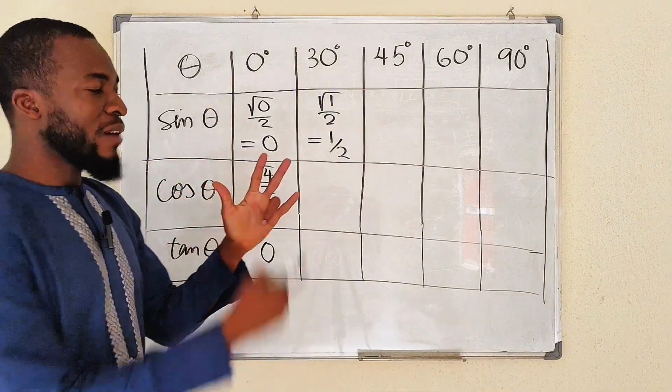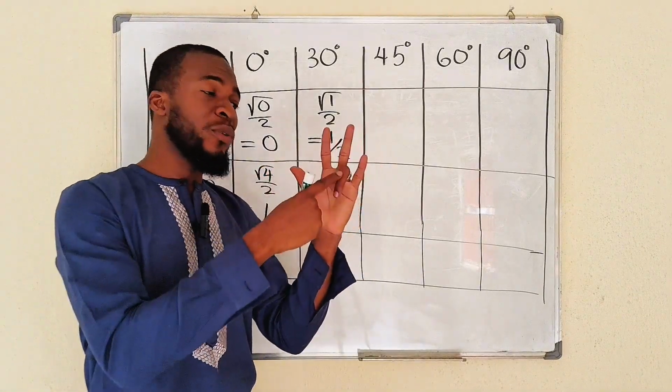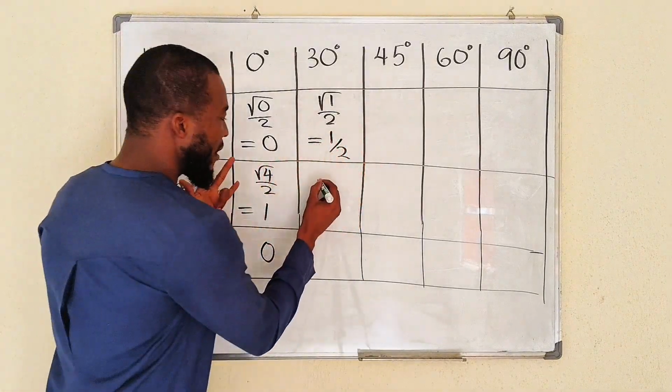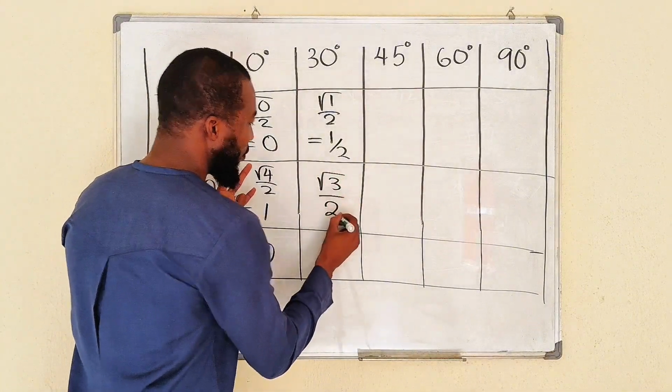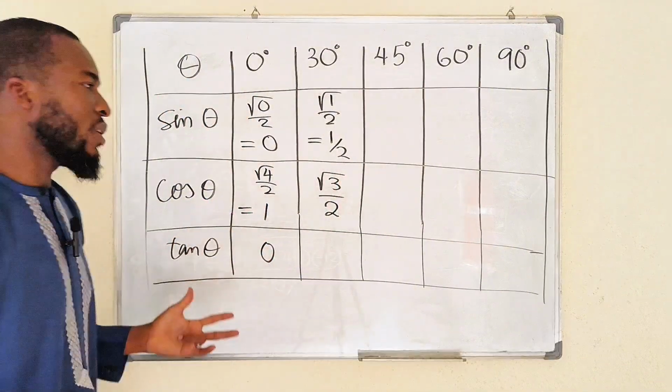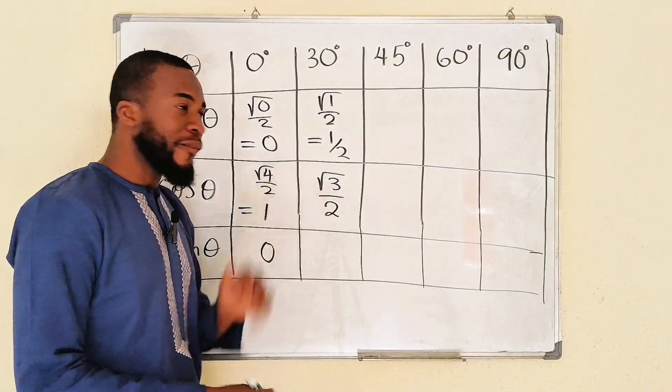For cosine, we have 3 fingers after the one you folded. So we have square root of 3 divided by 2. You don't need to simplify, just leave it in standard form.